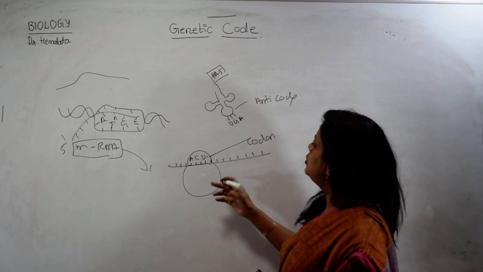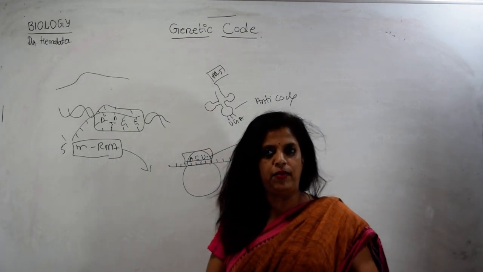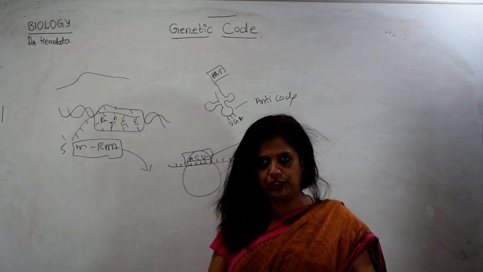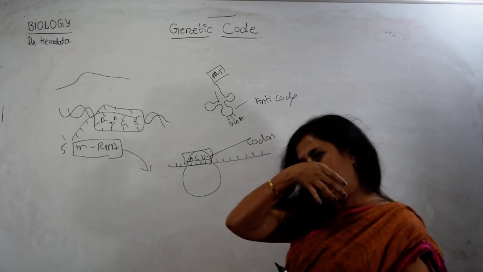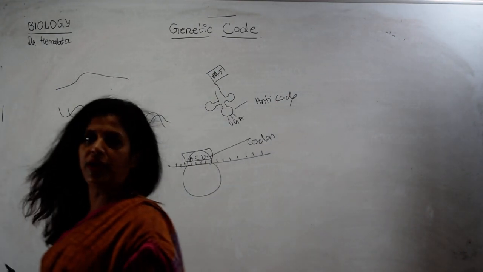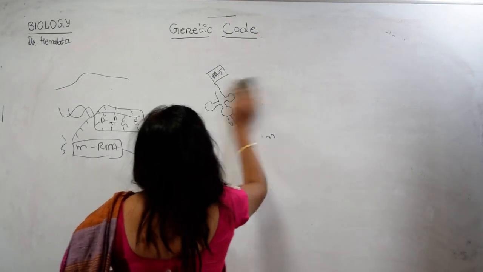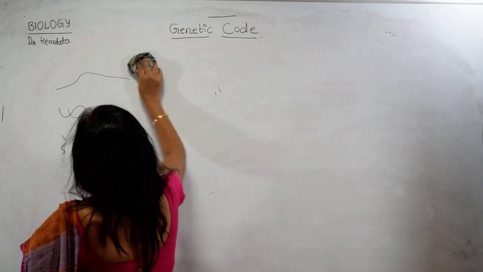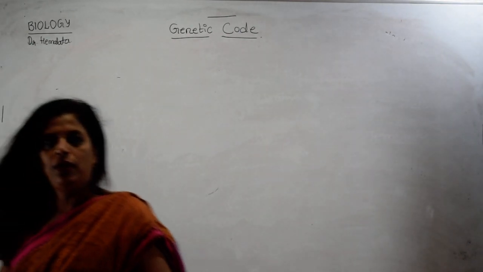Now, these codons, I told you, according to the genetic code, are read three at a time. We call it a triplet coding language. So, three nitrogen bases equal one amino acid. So, what characteristics are given? The first characteristic: if you consider the triplet coding language, how many possible combinations do you have? If you take three at a time, you have totally 64 combinations.